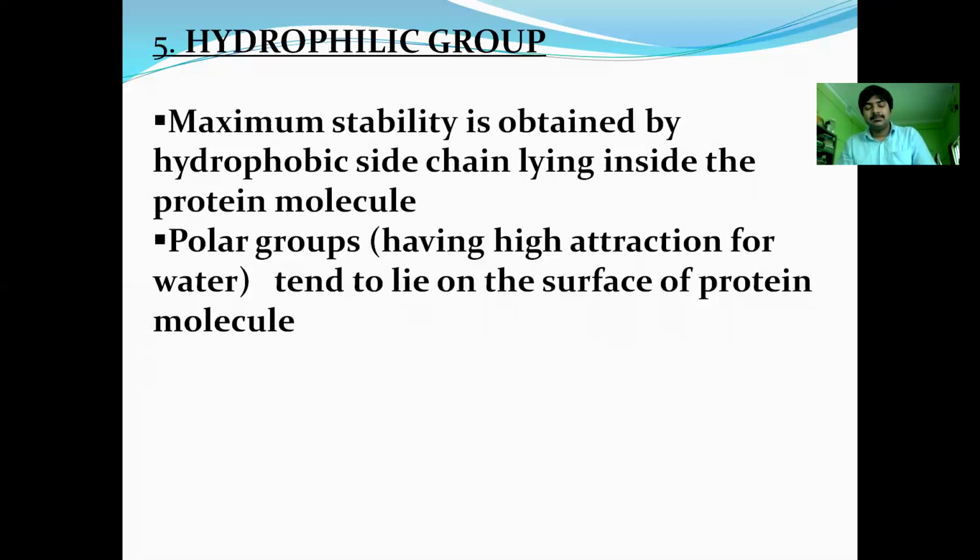And so when is the maximum stability obtained? Maximum stability is obtained when hydrophobic side chain lies inside the protein molecule.